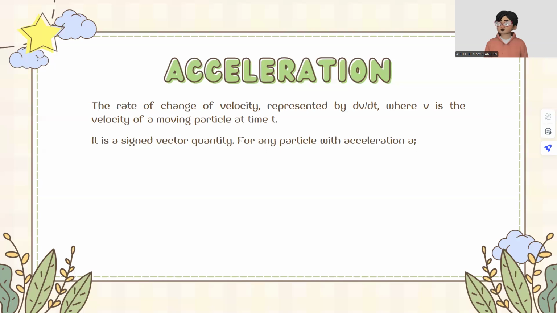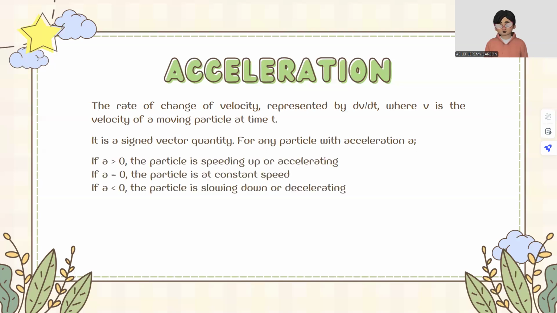In this case, for any particle with acceleration a, if a or acceleration is positive or is greater than zero, the particle is speeding up or accelerating in speed. Now, if a is equal to zero, the particle is traveling or moving at a constant speed, which means there is no acceleration. Lastly, if a or acceleration is less than zero or is negative, the particle is slowing down or decelerating.